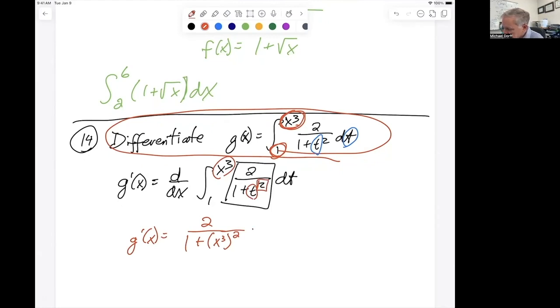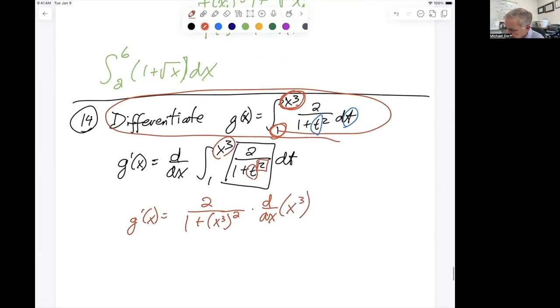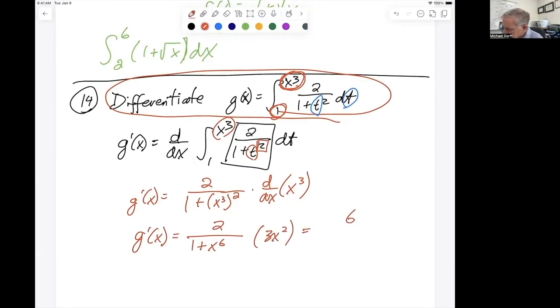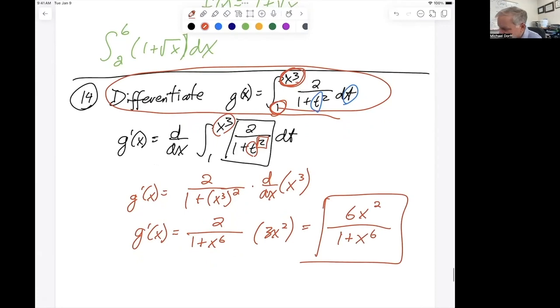And then by the chain rule, I take the derivative of what I've inserted. So in this case, it's going to be 2 over 1 plus x to the sixth, and when I take the derivative of x cubed, that's 3x squared. And so that's more commonly written as 6x squared over 1 plus x to the sixth. That's my answer there. So look for those particular ones. That's a very distinctive type of problem.